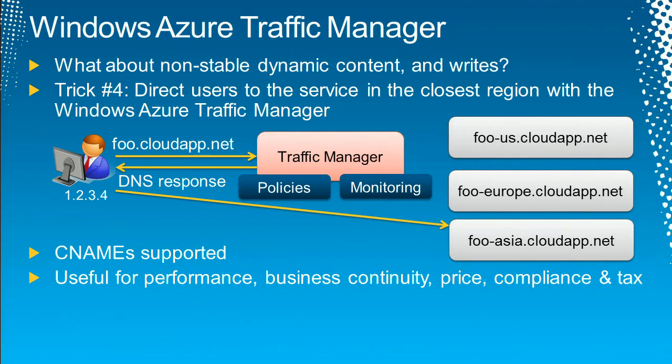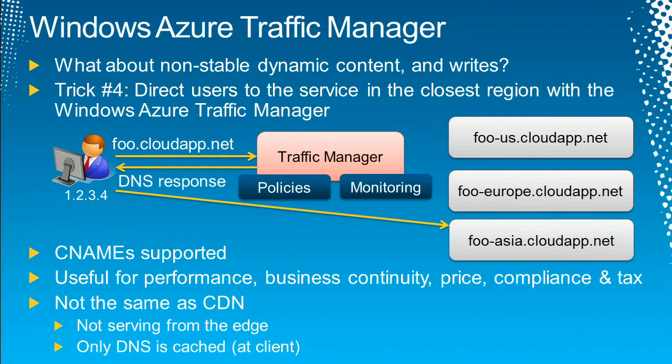So you configure the policy for whatever goal you have. And although there's one piece that's similar to the CDN, which is this DNS name resolution that points at the best region, this is otherwise not at all similar to the CDN. We're not serving anything from the edge. We're still serving this from those data centers around the world that you can deploy your hosted services in. And the only thing that's cached in this case is the DNS response that goes to the client.